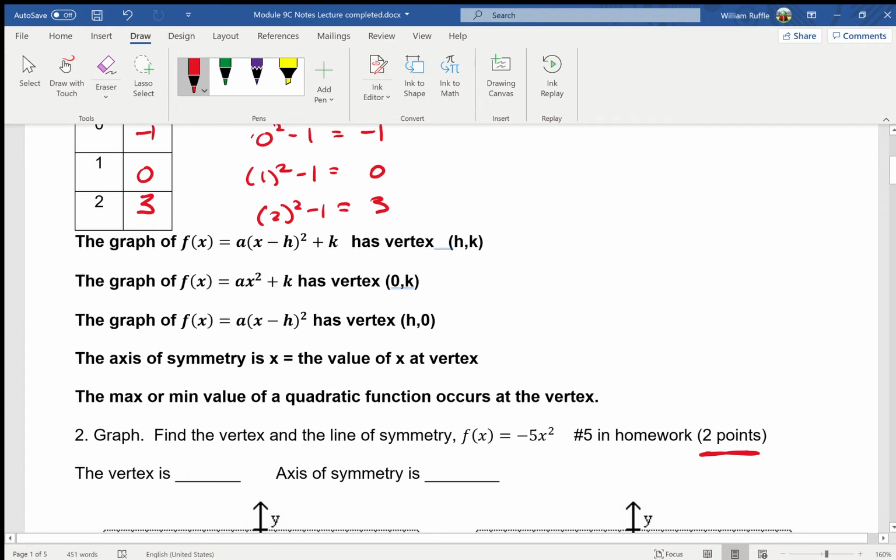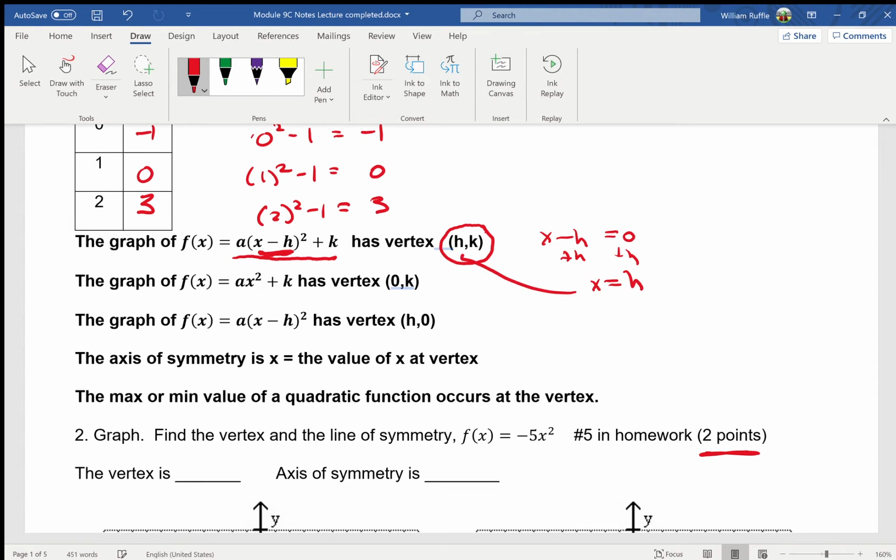Some basic things about the parabola. This is the generic formula: a times parentheses x minus h squared, plus k. The vertex is always h, k. Where the h comes from is I let inside the parentheses equal 0. So if I let x minus h equals 0, I add h to each side, so the x value must be h, and that's why it's there. And the k value always just goes right there. We'll do a couple versions of this, and you'll get it pretty quickly.